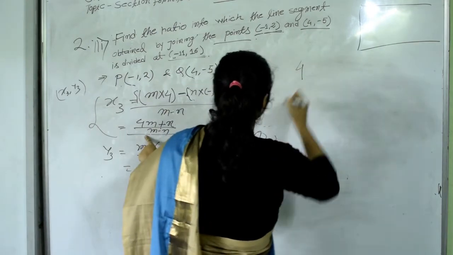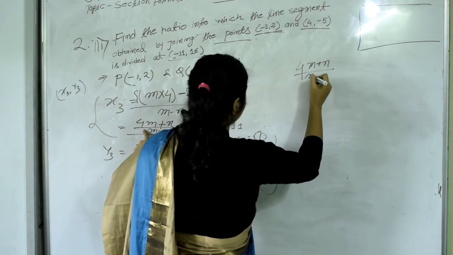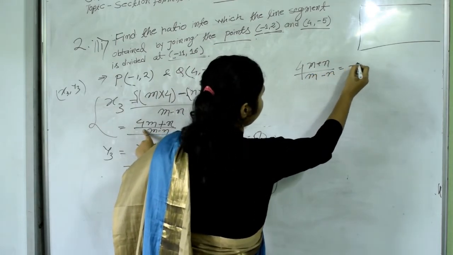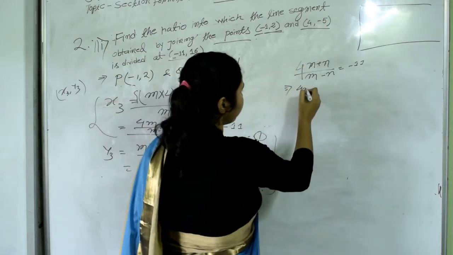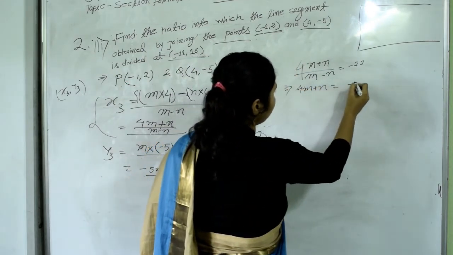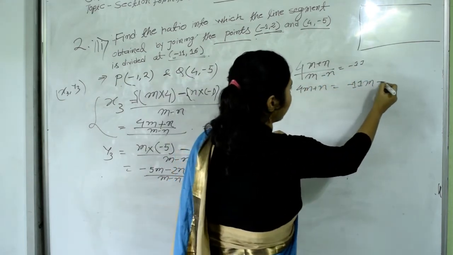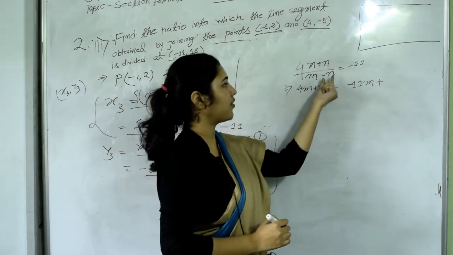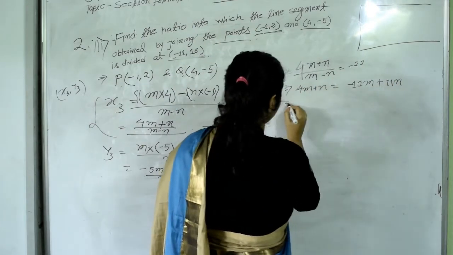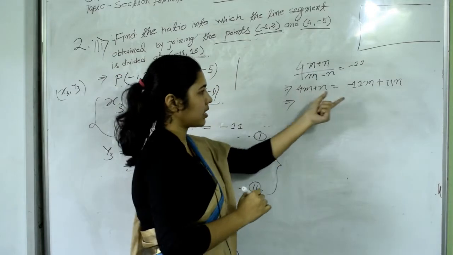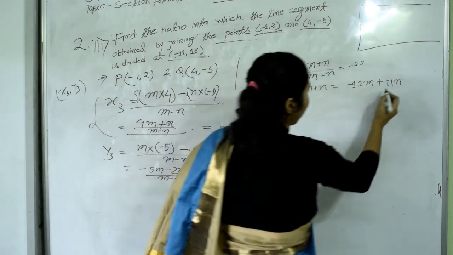So consider equation 1, (4m plus n) by (m minus n) equals minus 11. Now cross multiply: 4m plus n equals 11 into m, plus, because minus 11 into minus n, plus 11n. Now 4m plus n equals minus 11m plus 11n.